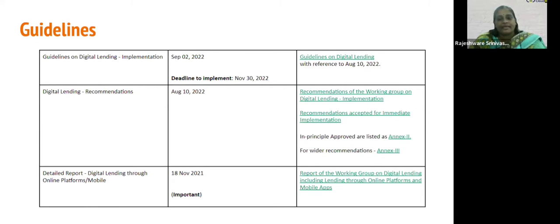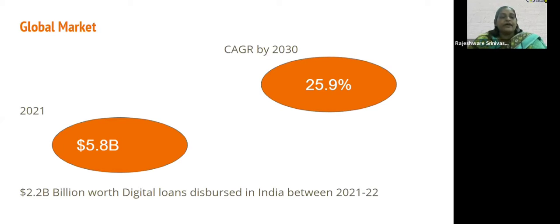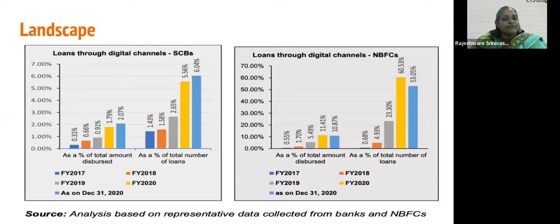Before we go fully into why these guidelines are there, we will first look at the global landscape, what India looks like, how RBI is looking at these, and what their response is to what is happening in the global ecosystem. If you look at the global market, the digital lending market is at $5.8 billion and is looking to grow at about 25 to 26% by 2030. To give you an Indian perspective, in 2021-2022 we did a total of $2.2 billion worth of digital loans alone in India. This is how the digital market is moving.